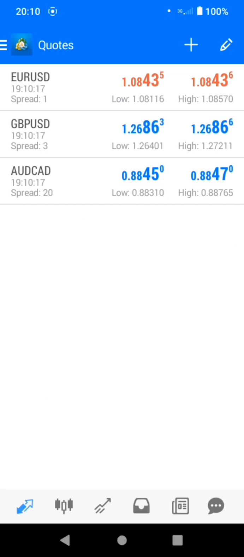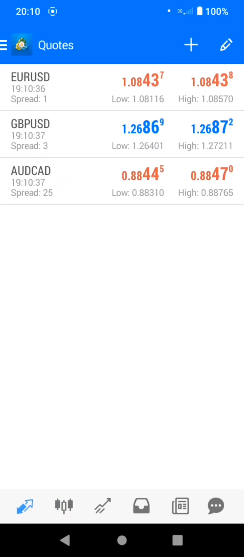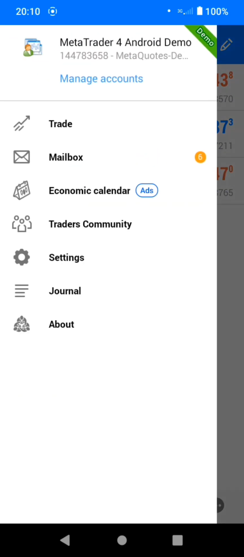Now let's say you come to the second area, you want to customize how to get these colors. Okay, you want to set up your color. Maybe you just want this red, all right, for the bearish, and for the bullish you have this green. If you have something different, you can customize this. You come to the top, the left hand here, you just tap in here.